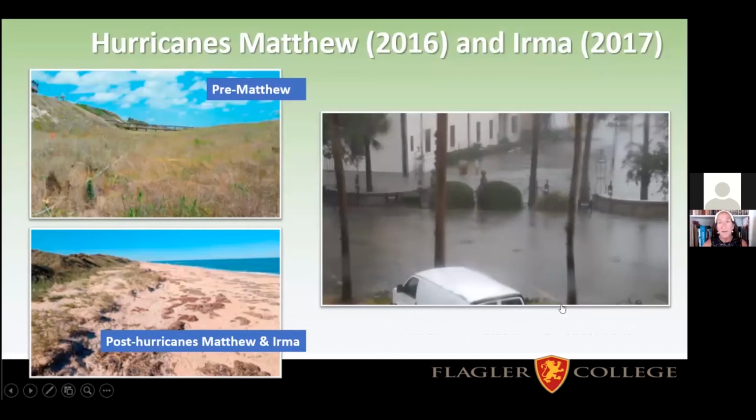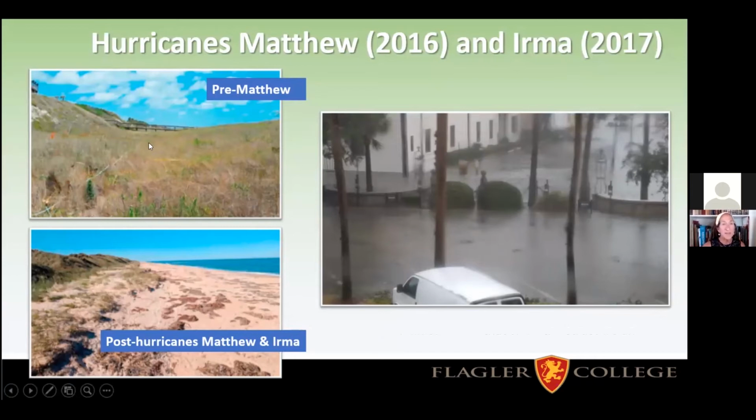On the right side is where we rode the storm, and that's downtown St. Augustine. We were up high and dry, but it was quite an experience that I don't want to share again. And on the left side, there are 2 photographs that I've taken. One was before Hurricane Matthew, and that's actually one of our study sites for the vegetation sampling.